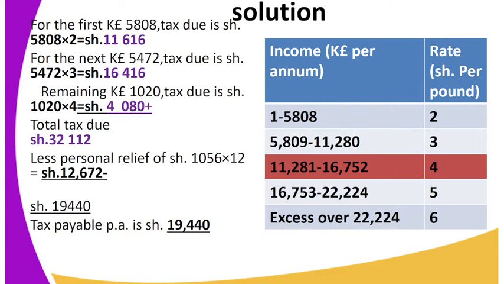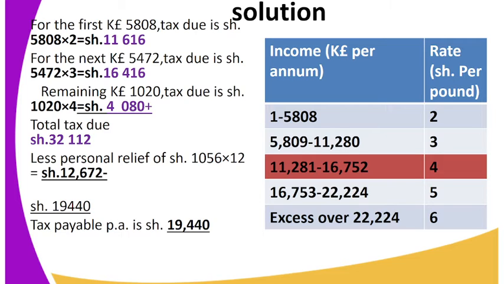Kindly look at the first band, which is between 1 to 5,808. So for the first band, you take 5,808 times 2. What do we get? 11,616. So Mr. Langat pays that, and he also pays the second band because his salary is on the third band.